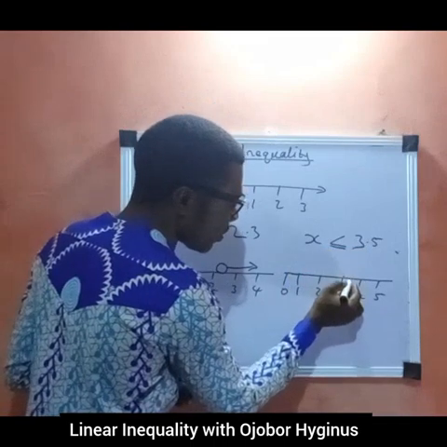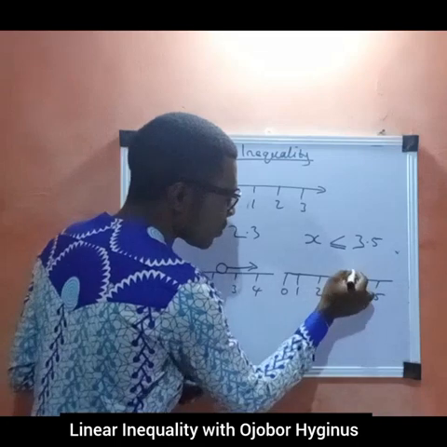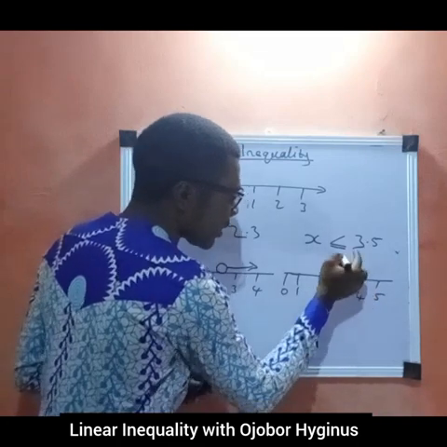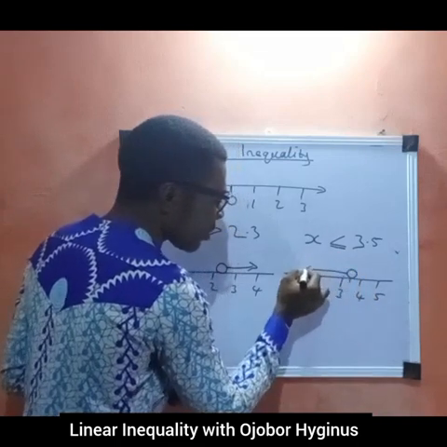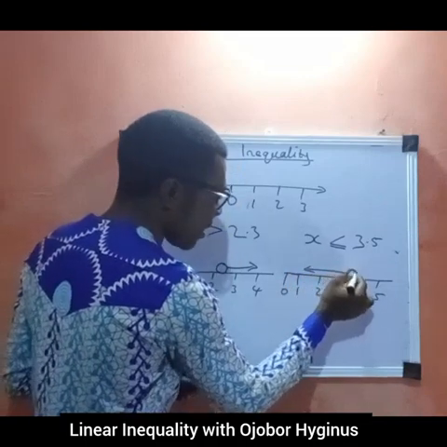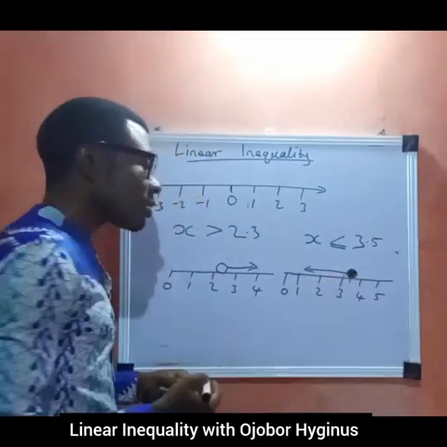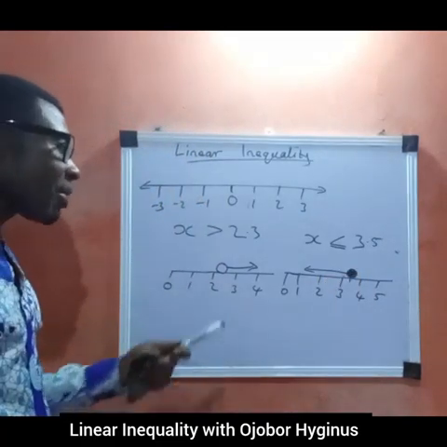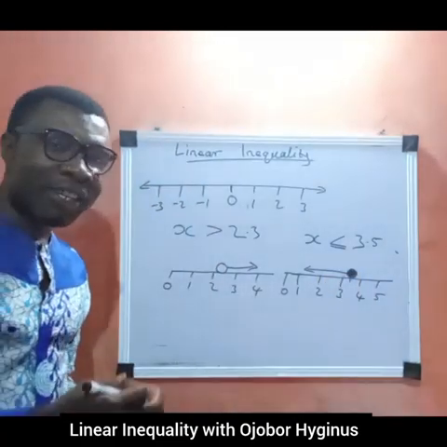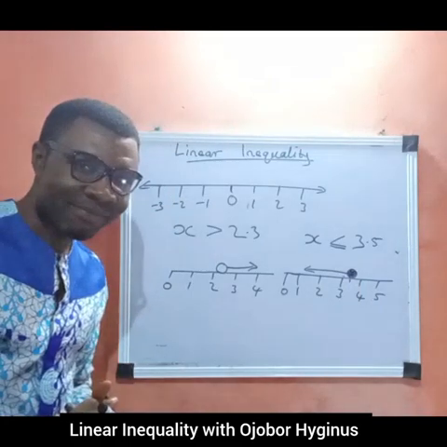3.5 is the midpoint between 3 and 4, so I'm going to draw a circle there. Less than is this way. Because it is less than or equal to, I am going to shade it. So this is how we represent inequality using a number line.